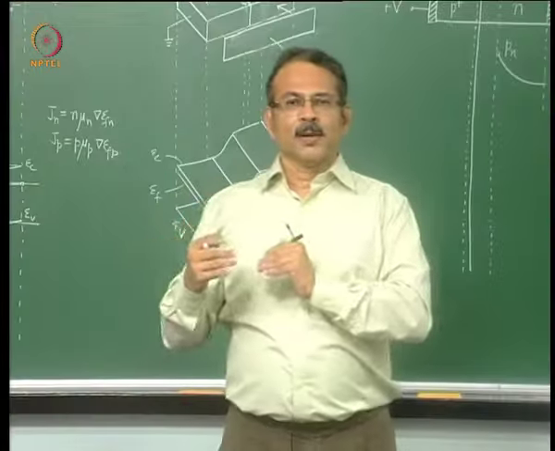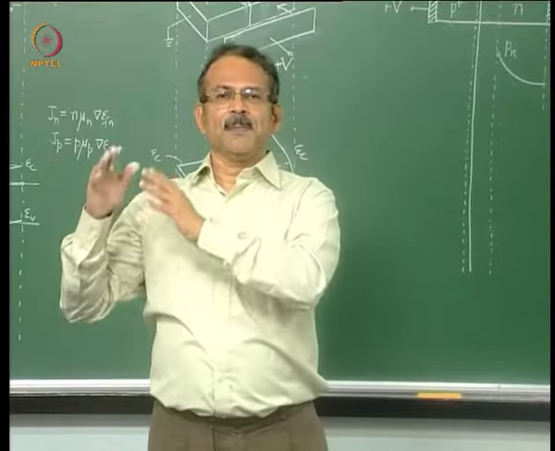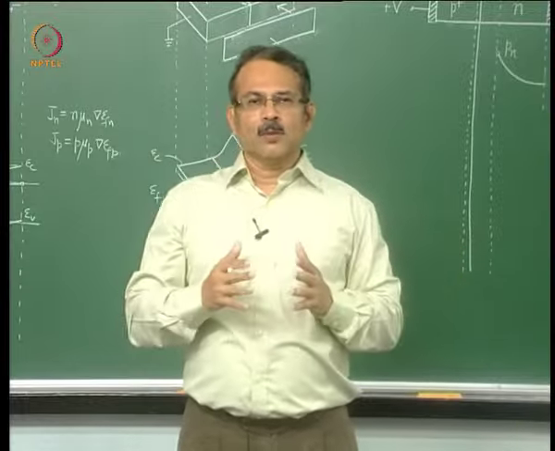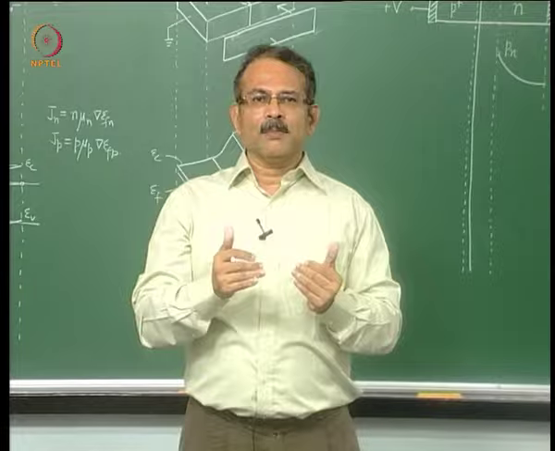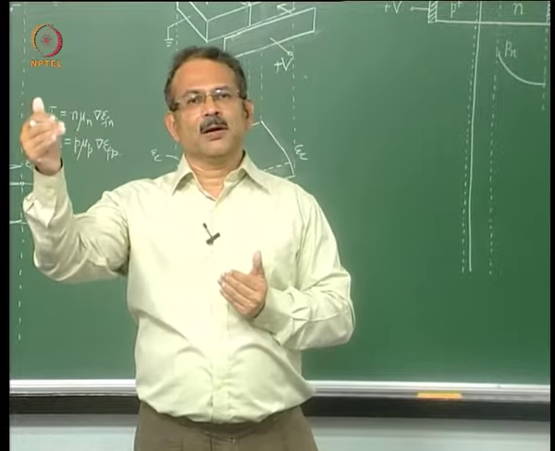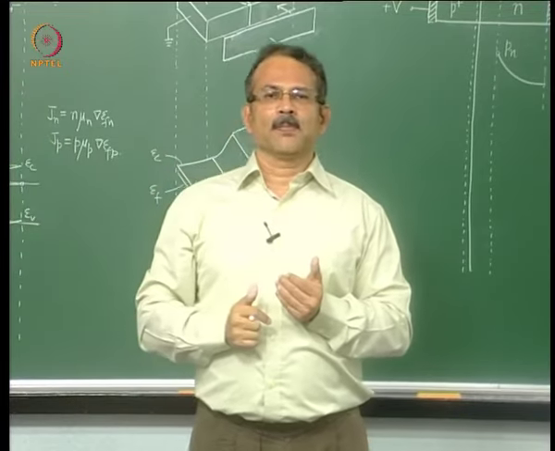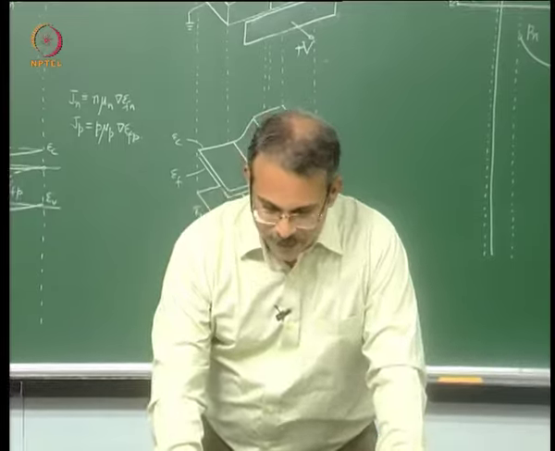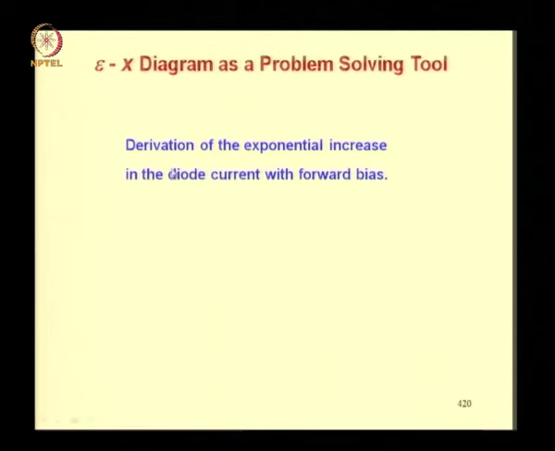So earlier we knew n, p, jn, jp, E and psi and we drew the band diagram. Okay. Now we are going to use the band diagram to get information about n or p, jn or jp or E or psi. How do we do that? In fact, Shockley used it. Shockley used it to derive the exponential increase in the diode current with forward bias. So let us discuss this situation.